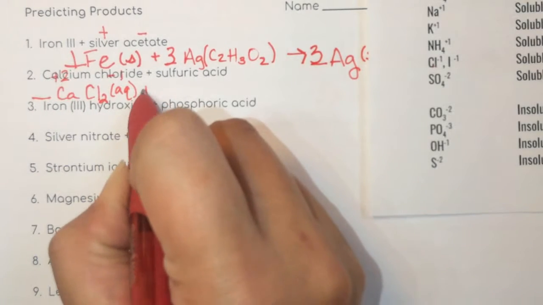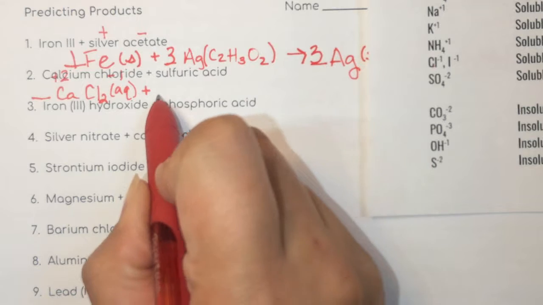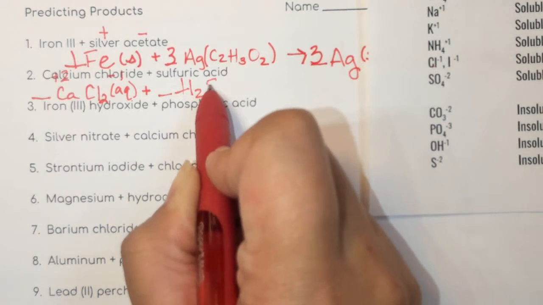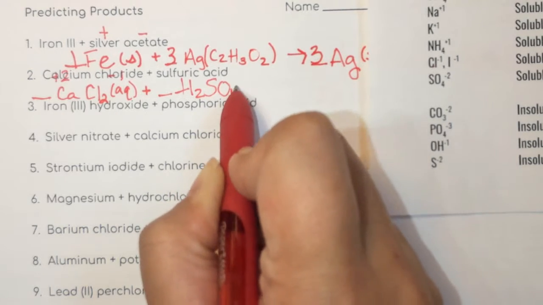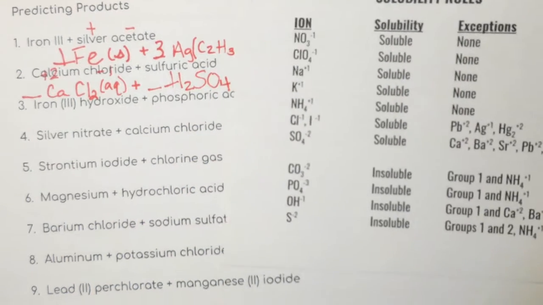Alright, and then it says sulfuric acid. You remember "ic" was 8, so I'm working with sulfate. Sulfate should be H2SO4. And then I look to see if I can write a state for it.